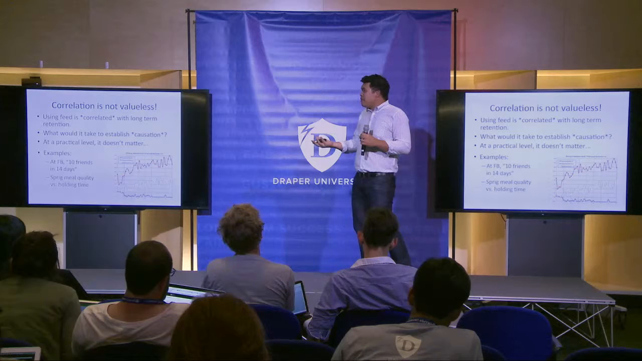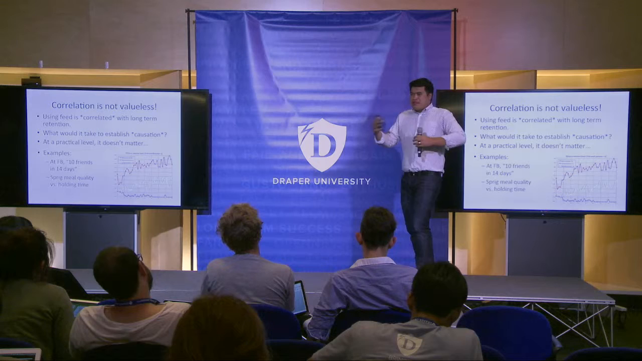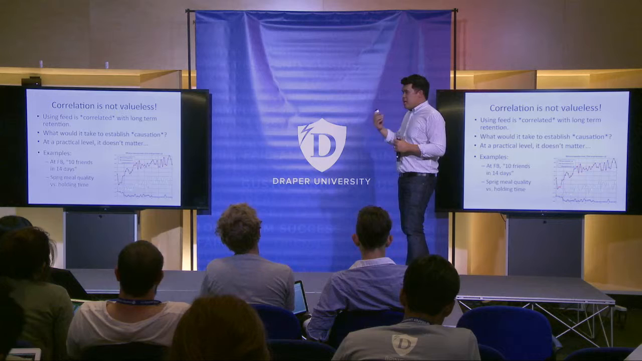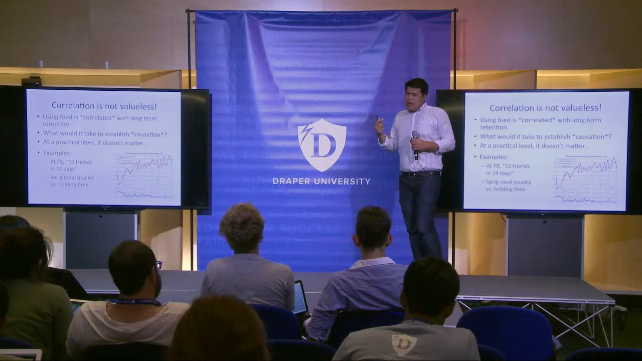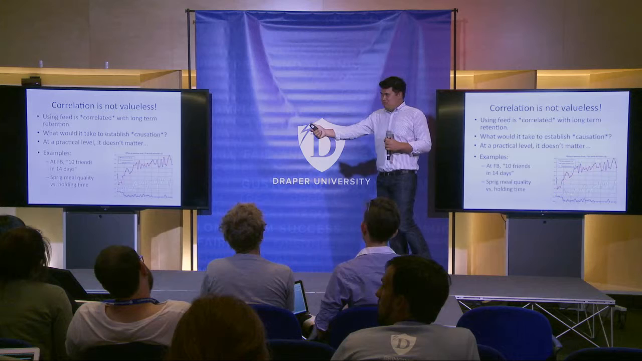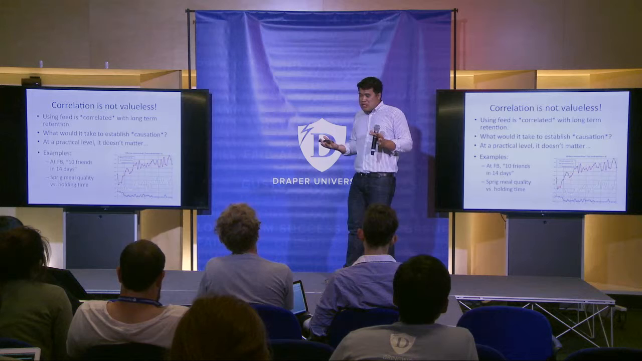Okay. So what does this have to do with actual things? At Facebook, we had this saying, 10 friends in 14 days. We had this notion that if we can get a user to 10 friends in 14 days, that user is going to be stuck. But we didn't actually know that having 10 friends causes retention. It's not that we knew anything about causality, but we observed some correlation in the data, and used that to create a rallying point that the company could circle around.